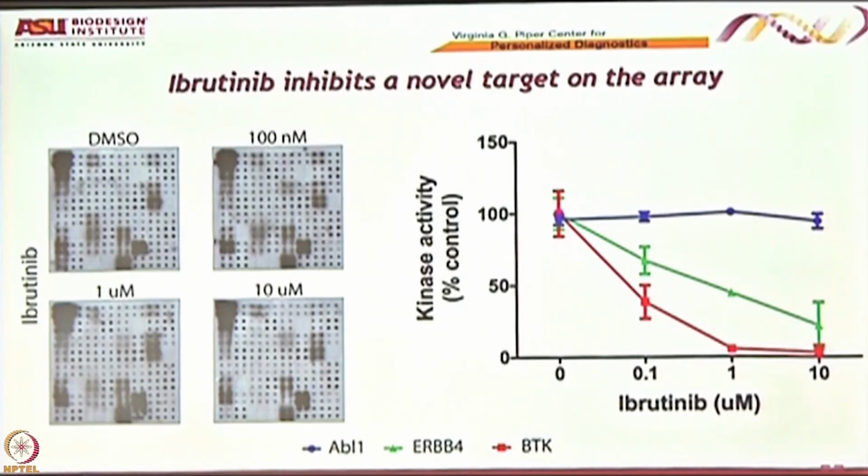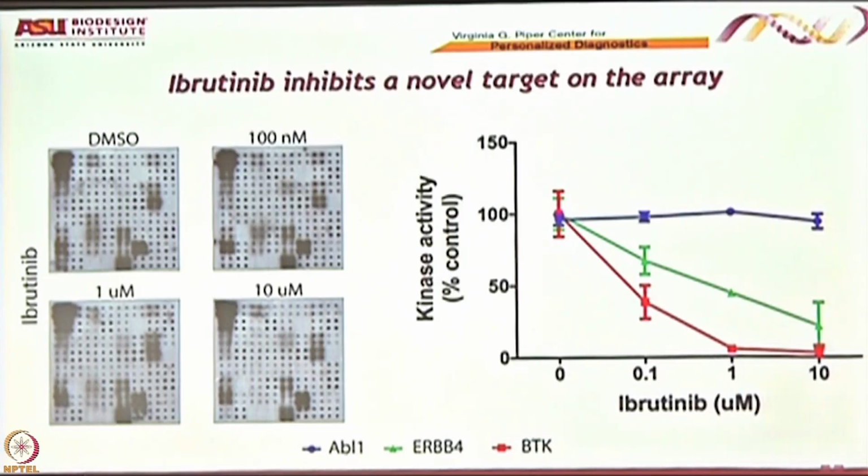So ibrutinib is a drug that's used to treat an enzyme called BTK, or Bruton's tyrosine kinase. BTK is an important enzyme, a kinase, in the B cell pathway, and it plays a role in a lot of B cell cancers. So mantle cell lymphoma, for example, relies on BTK. And ibrutinib has turned out to be a very useful drug in treating those patients. It inhibits the BTK, it essentially stops the growth of that tumor, and it's well tolerated by patients, not a lot of side effects. So we asked, does ibrutinib inhibit anything else?